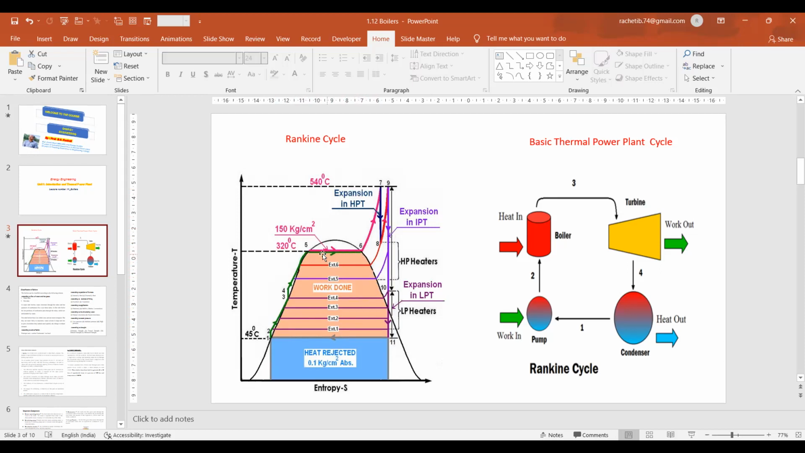So this much space is required. We can say this latent heat of evaporation is required. Latent heat is required for combustion purpose. If you go down, these are the various pressure lines on this Carnot cycle, Rankine cycle. So lower the pressure, higher the latent heat required for conversion of water into steam.